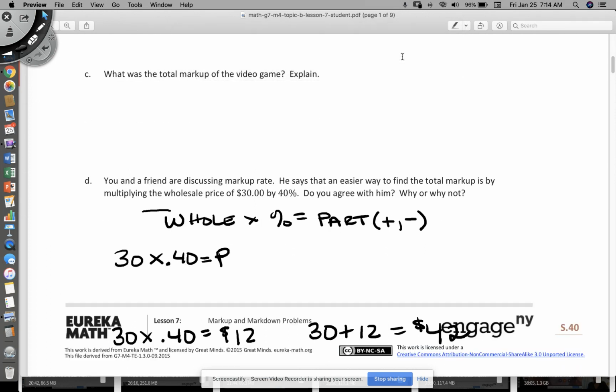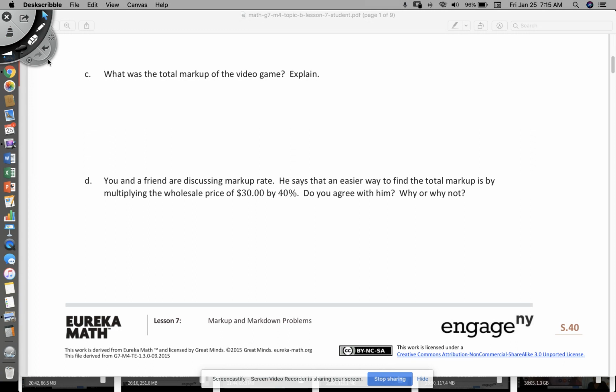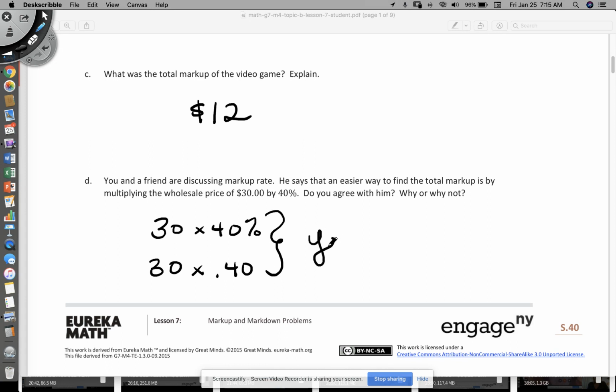All right, so let's move it up here. We now have to write the total markup for the game. Well, we already found that, so we're just going to put $12. So you and a friend are discussing the markup rate, and they say that they had a faster way of doing it by just saying 30 times 40%. Do you agree with him? Well, that's exactly what we did. 30 times 40% is the exact same thing as 30 times 0.40. So yes, we agree with them. That's how you solve the problems.